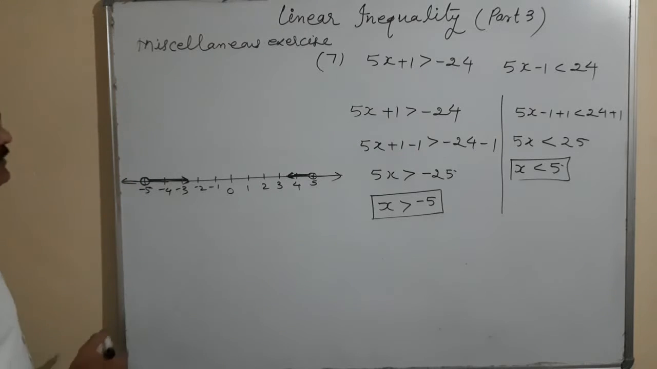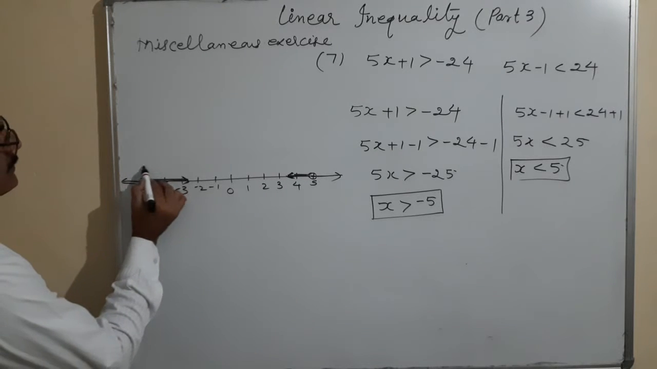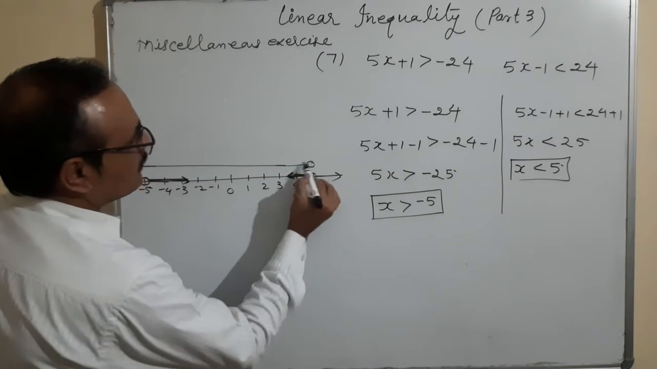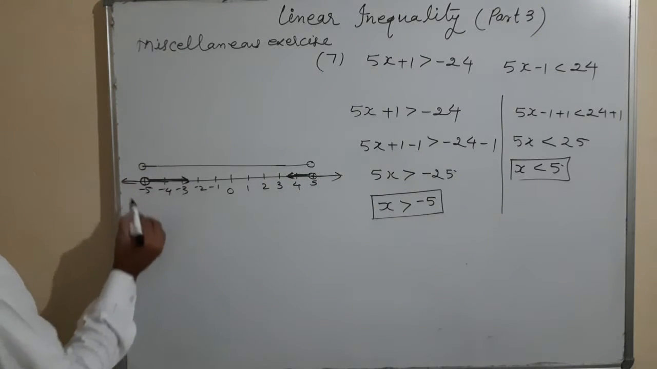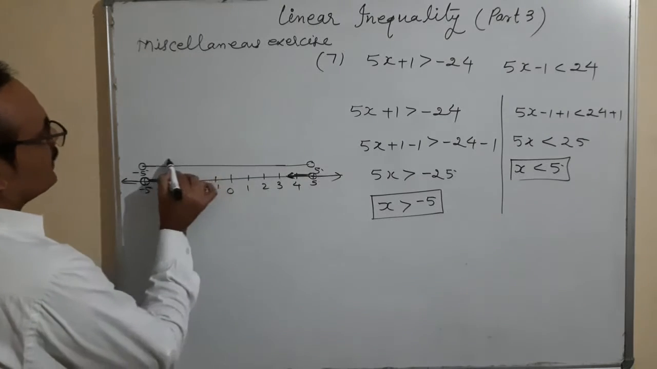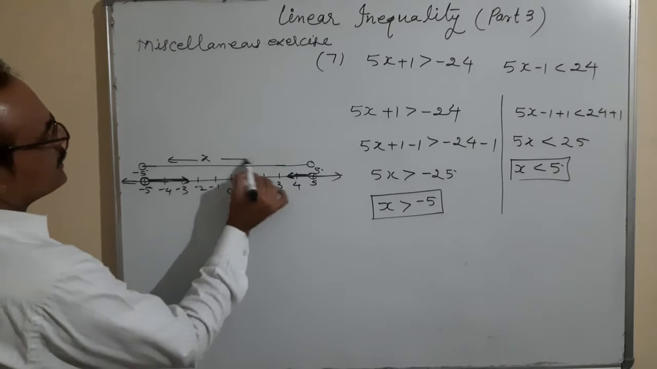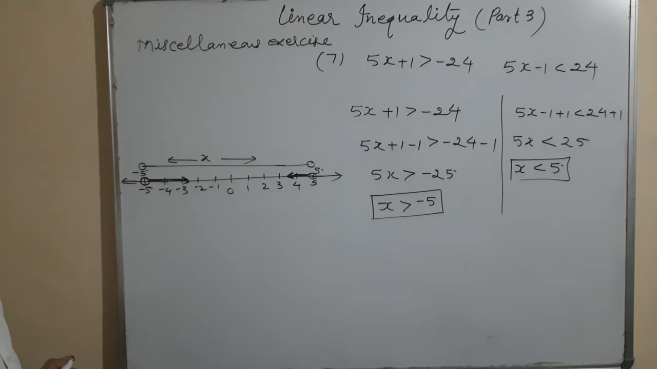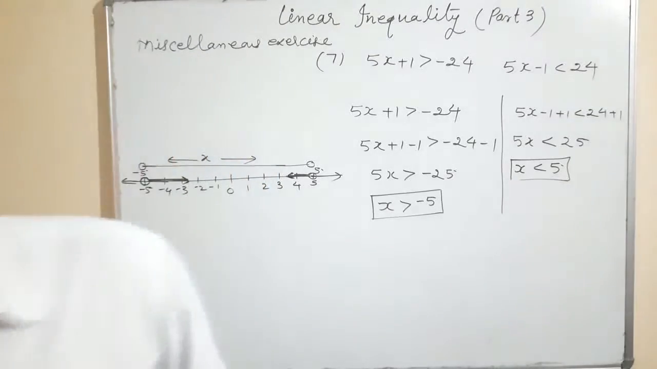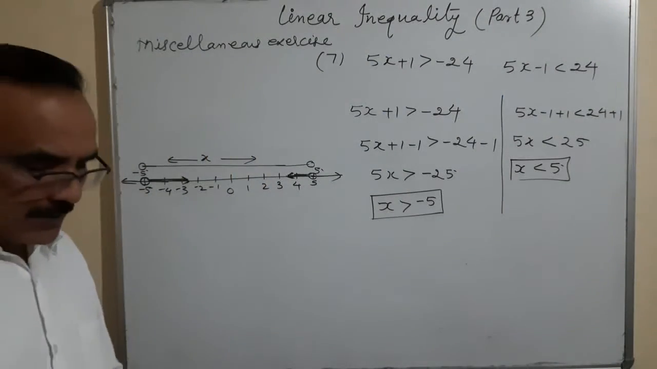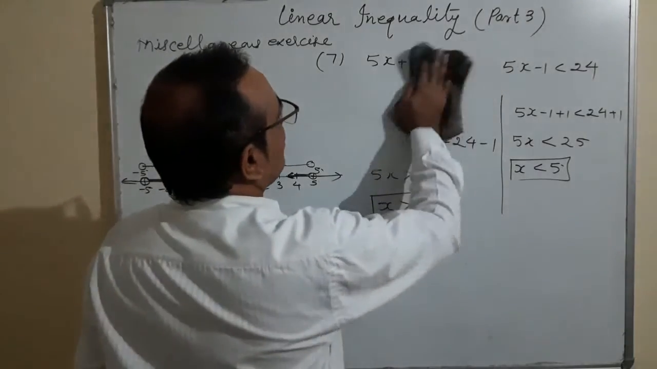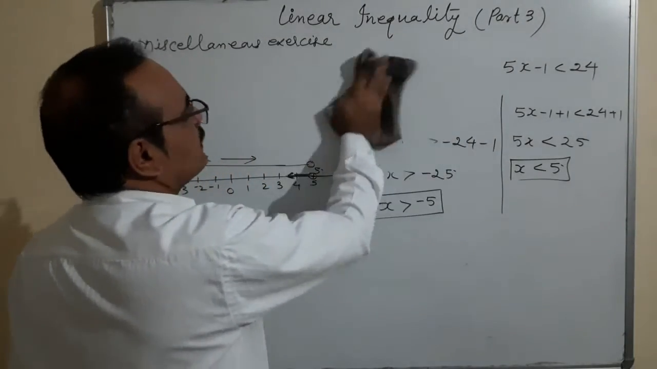So what does it mean? The range is minus 5 to plus 5. And what is this? This is the range of x, between minus 5 to plus 5. Minus 5 and plus 5 are not included.